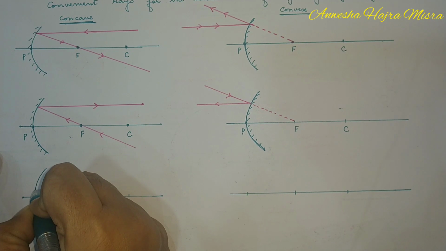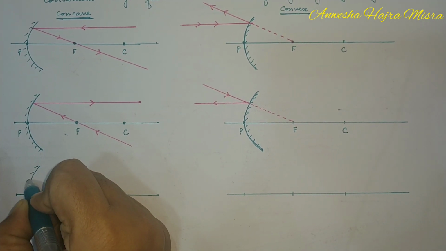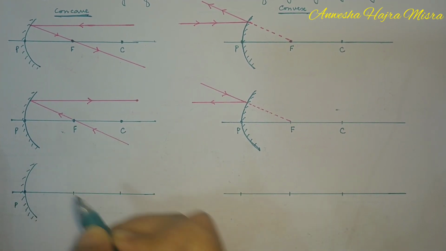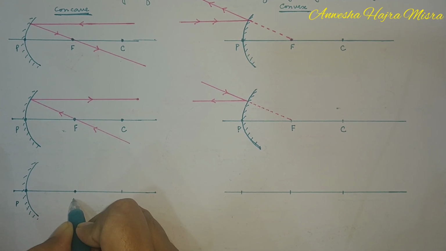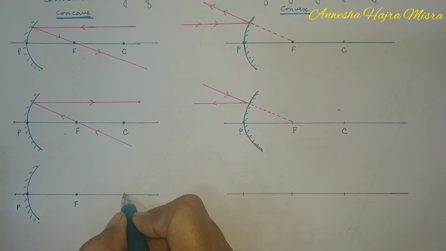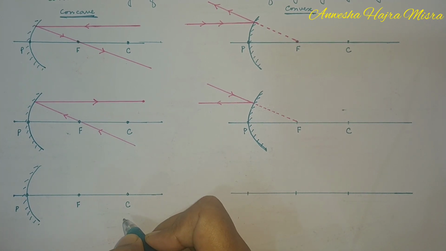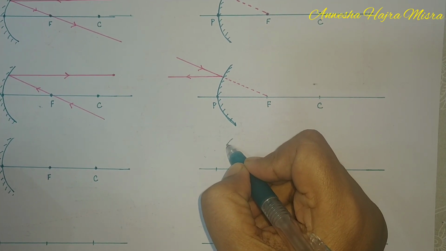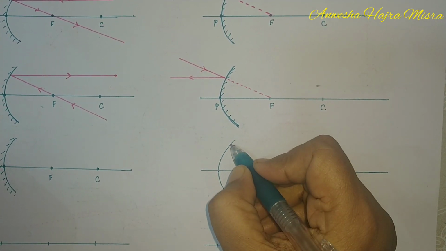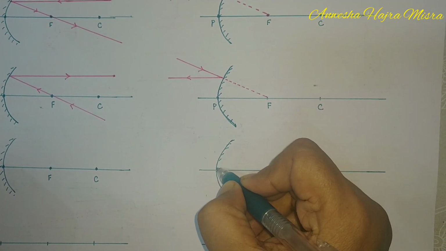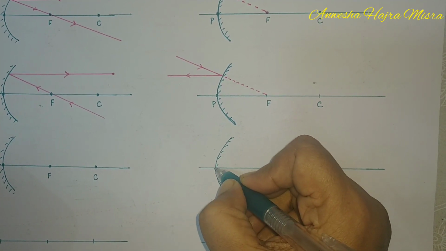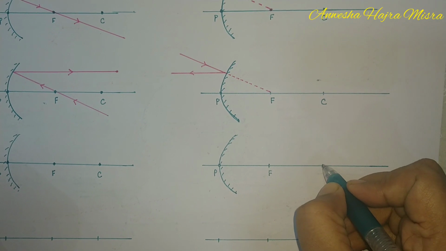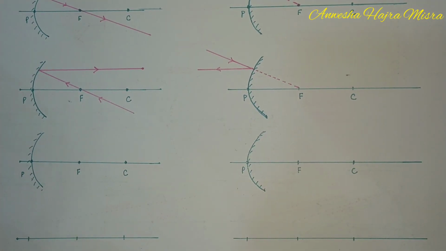This is my concave mirror. This is my pole. This is my focus. This is my center of curvature. Now for convex mirror, this is my convex mirror, pole, focus, center of curvature.